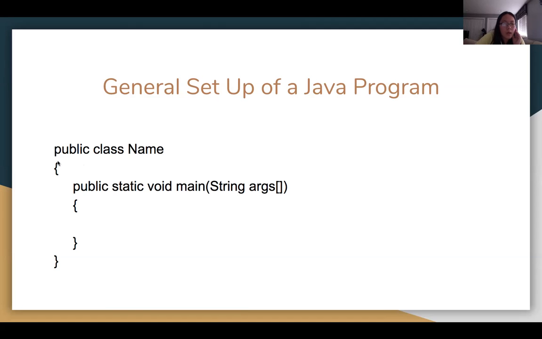And then you can see we have a set of curly brackets. And inside these curly brackets, you have something called this. And this is public static void main. And in parentheses, you have String, args, and square brackets.